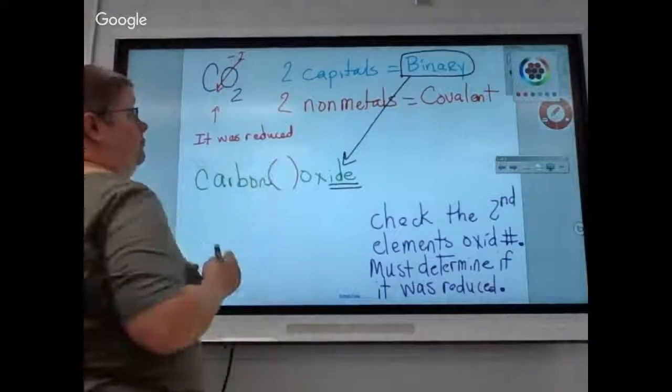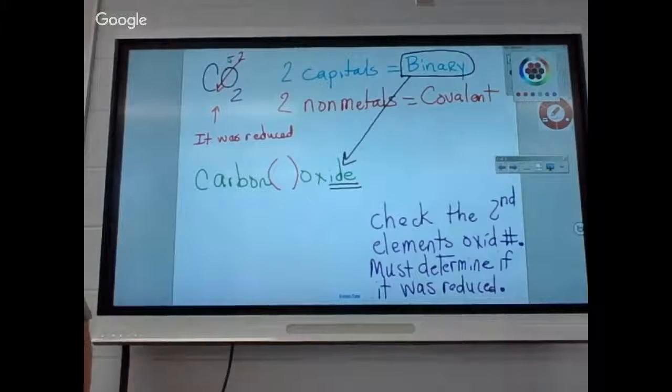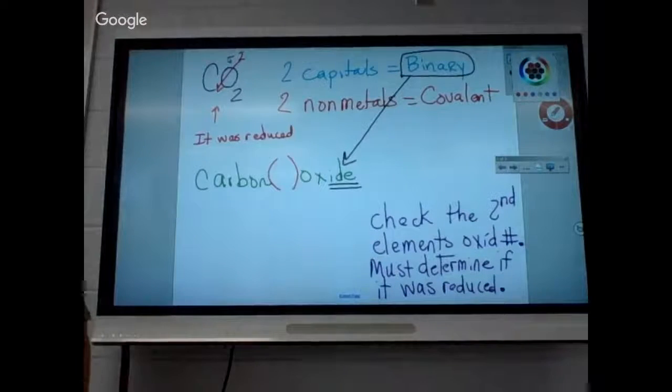I'll tell you a secret. All covalent compounds need a Roman numeral. All covalent compounds, when you look them up on the blue card, have more than one oxidation number listed beside their elements. Okay? So it's going to need a Roman numeral. The question is, what Roman numeral?